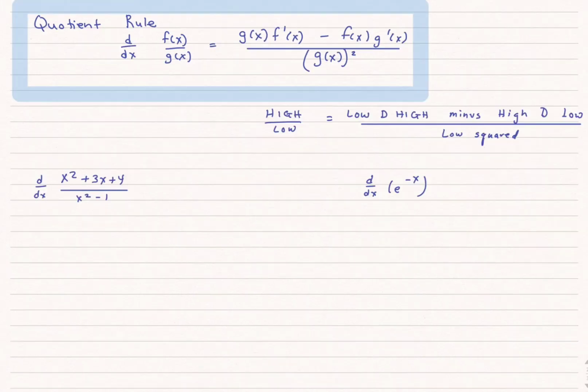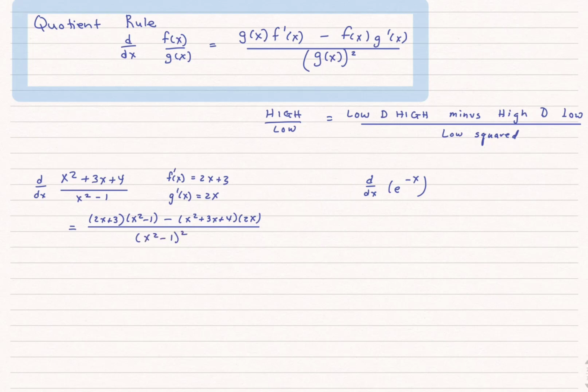All right, if I have the derivative with respect to x of (x squared plus 3x plus 4) divided by the quantity (x squared minus 1), the first thing I'm going to do is say that f prime of x is 2x plus 3, g prime of x is 2x. So this derivative is f prime of x times g of x minus f of x times g prime of x. And I'm then going to square the g of x and put it in the denominator.